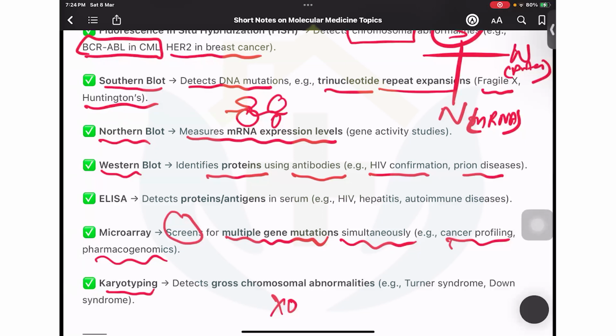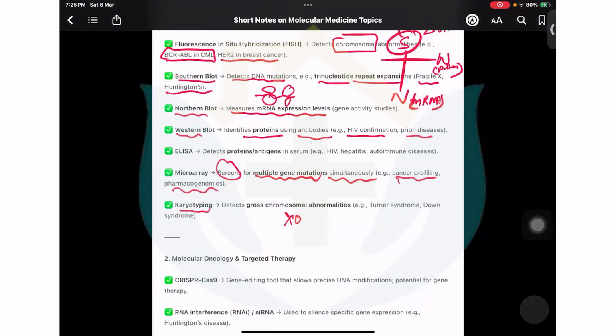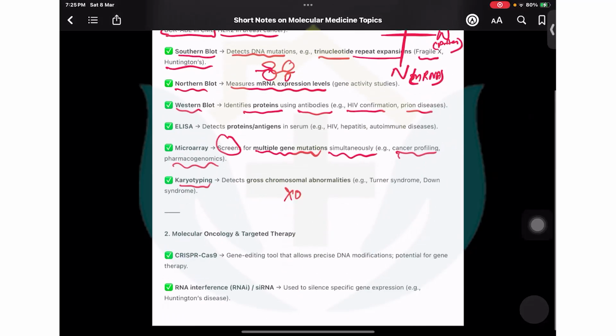20. Down syndrome. So 13X. Okay. So this was about the genetic testing technique.